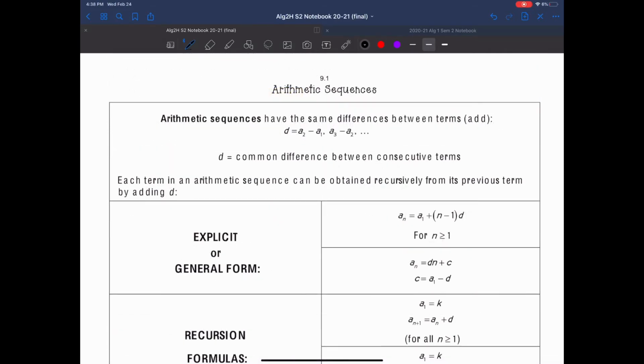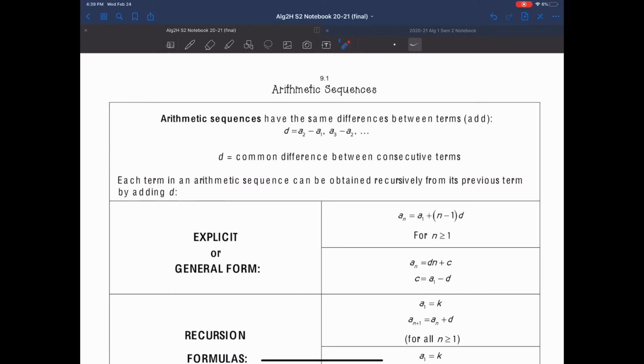Okay, so now that I've talked to you all about sequences, I'm finally going to assign a name to the types of sequences that we've been looking at so far. They are referred to as arithmetic sequences. This is a sequence that has the same differences between terms. So we have d equals a sub 2 minus a sub 1, or a sub 3 minus a sub 2, and so on. An arithmetic sequence is any sequence where, no matter what term you're taking from the entire sequence, if you subtract the previous term, you should be getting the same number every single time.